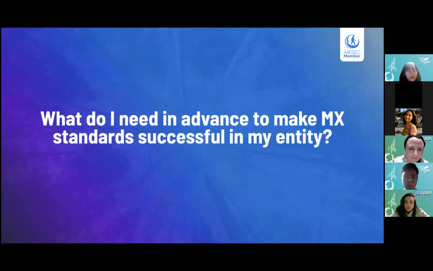The first question is, what do I need in advance to make MX standards successful in my entity? Now, a lot of us have been doing standards for a while now. The only thing we have to understand a little better is, before we actually implement these standards, or if you have already started implementing them, what do you think we would need in advance to make it successful in the entity? You can start writing your inputs in your respective entity's row.